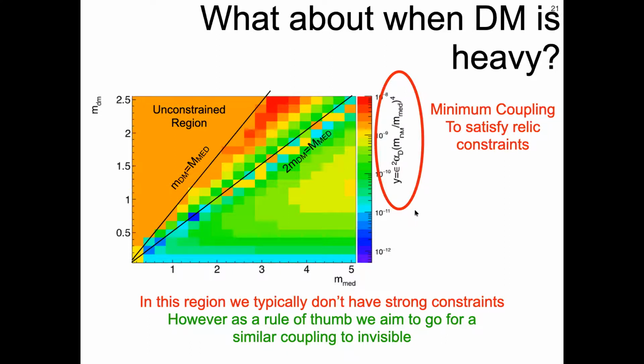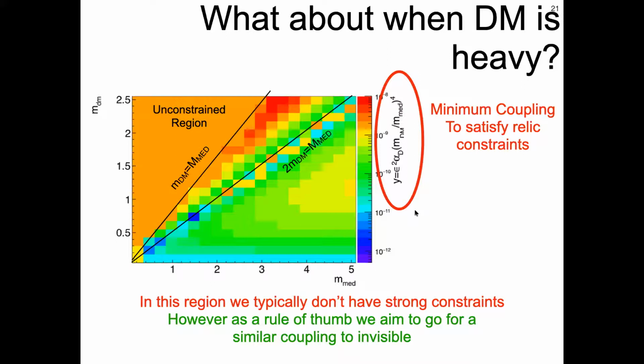Sorry, I don't understand why, if I have a fixed mass, my color is changing. Am I varying the coupling on the lines? So this is just the coupling, the minimum coupling allowed to keep the relic density. Oh, I see, got you. Sorry, I didn't explain this. This z-axis is the minimum coupling to get the relic. In this region, the reason it's orange is it's just unconstrained. There's no minimum coupling. Here there is a minimum coupling, which is like 10 to the minus 10.